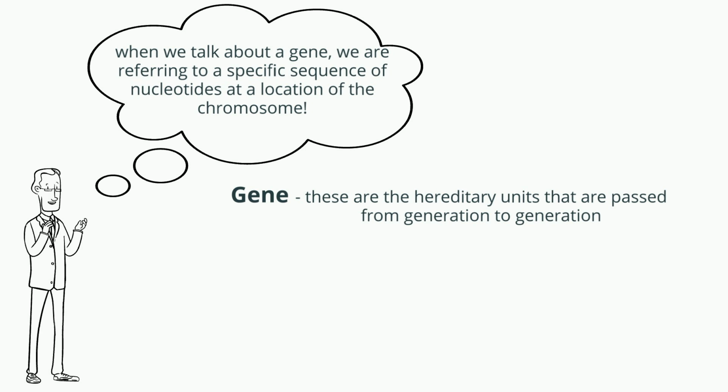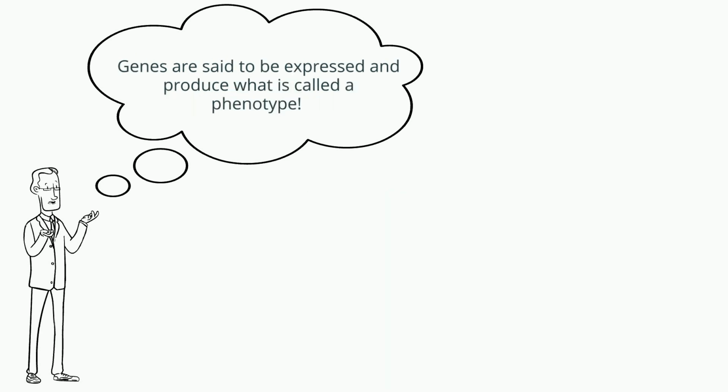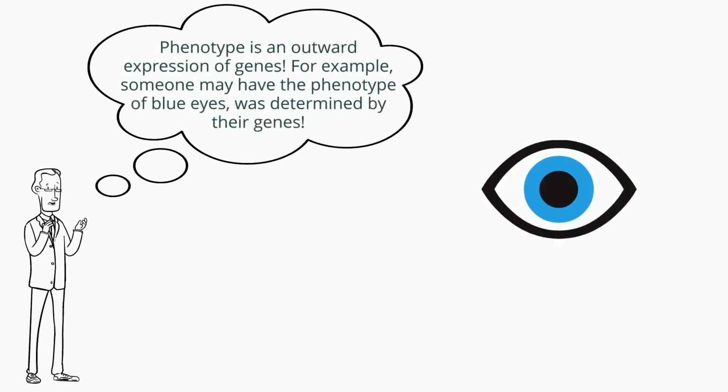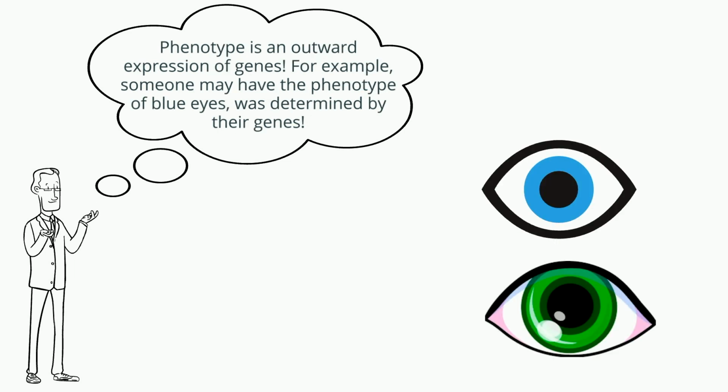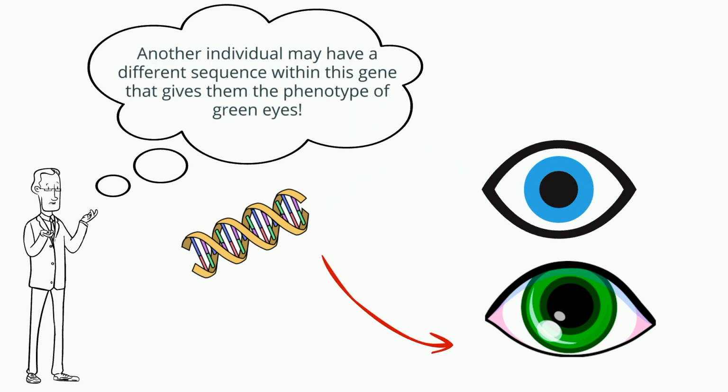When we talk about a gene, we are referring to a specific sequence of nucleotides at a location of the chromosome. Individuals have two copies of each gene, one from their mother and one from their father. Genes are said to be expressed and produce what is called a phenotype. Phenotype is an outward expression of genes. For example, someone may have the phenotype of blue eyes, which was determined by their genes. Another individual may have a different sequence within this gene that gives them the phenotype of green eyes.